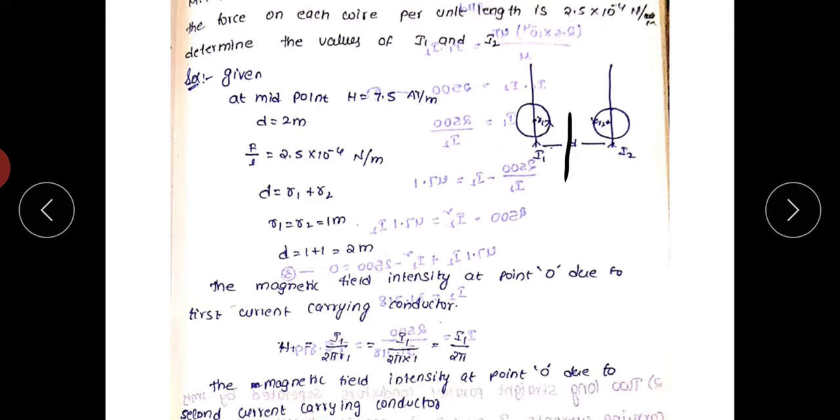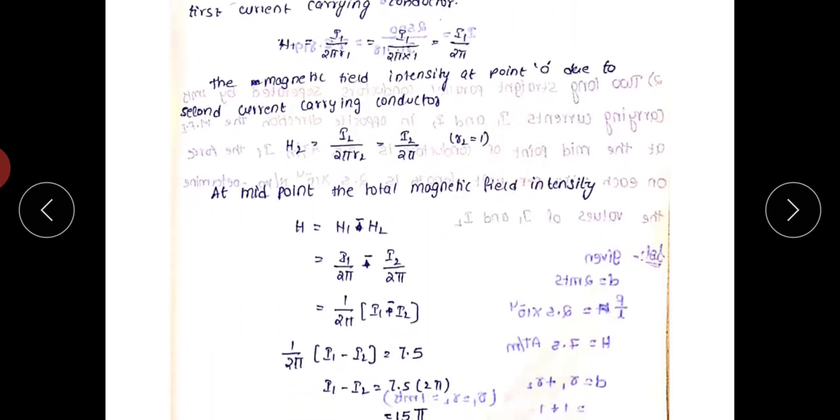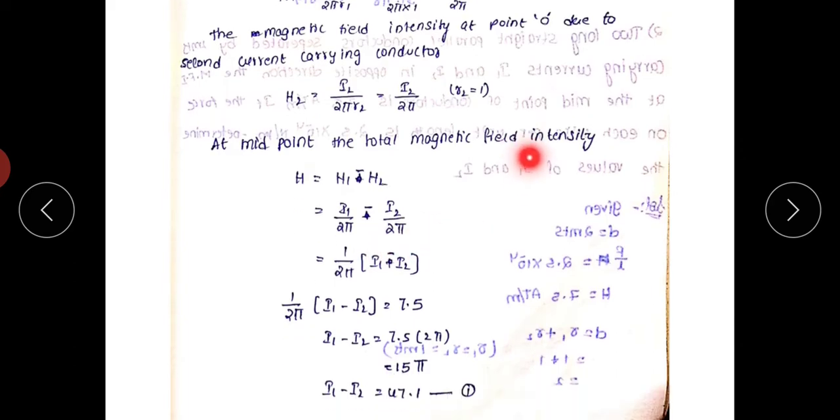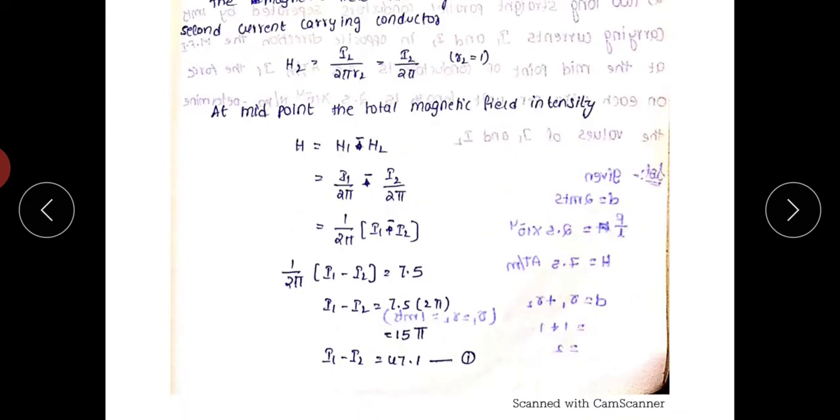The resultant magnetic field intensity at the midpoint equals the difference of the two magnetic field intensities. So H equals H1 minus H2, where H1 equals I1 by 2 pi and H2 equals I2 by 2 pi. So H equals 1 by 2 pi into (I1 minus I2). Given that at the midpoint the magnetic field intensity equals 7.5, I1 minus I2 equals 7.5 into 2 pi. Finally, I1 minus I2 equals 47.1. Let this be equation number 1.